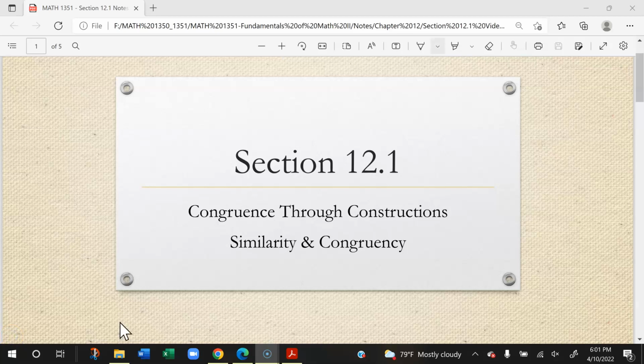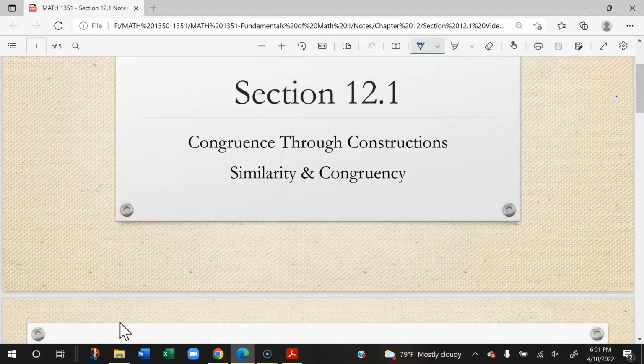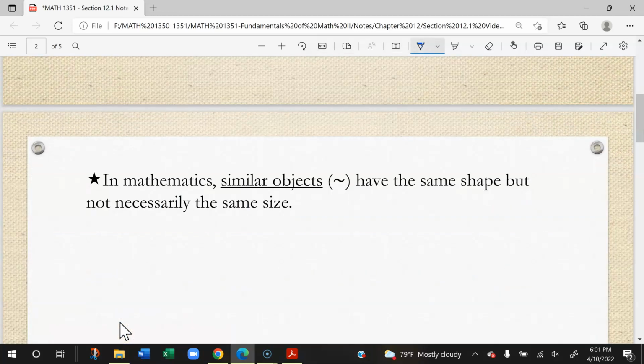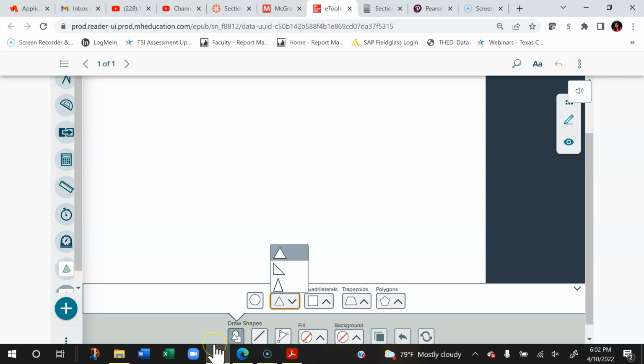Okay, we're going to talk about congruency and similarities. And with this, we need to look at some notation. One of the symbols that we use is this little squiggly line to denote similar objects. Similar objects have the same shape, but not necessarily the same size. So let's look at a couple of similar objects.